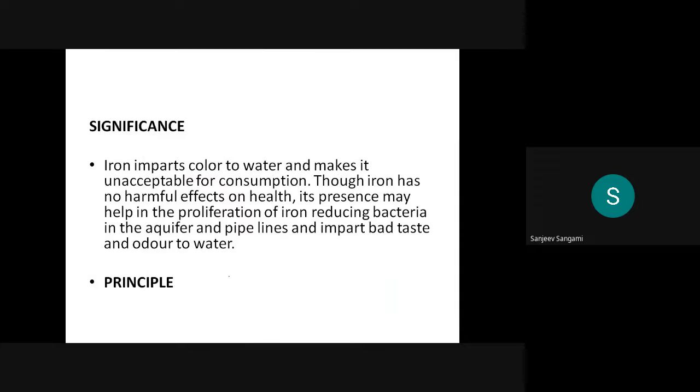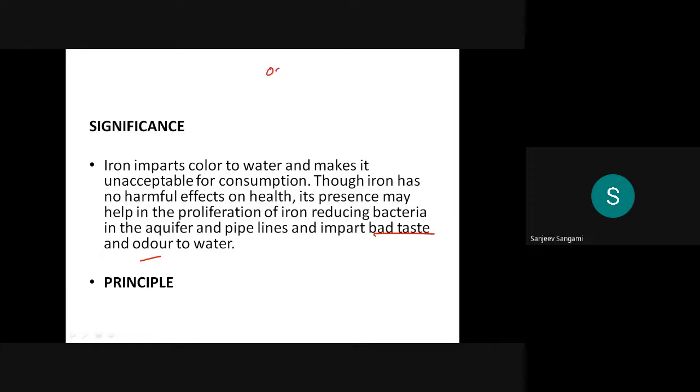Then, what is the significance? Iron imparts a color to water and makes it unacceptable for consumption. So though iron has no harmful effect on health, its presence may help in the proliferation of iron-reducing bacteria in the aquifer and pipelines and imparts a bad taste and odor to the water. We are admitting that more iron is not harmful to health, but still, if more iron is there, definitely it gives a bad taste and odor.